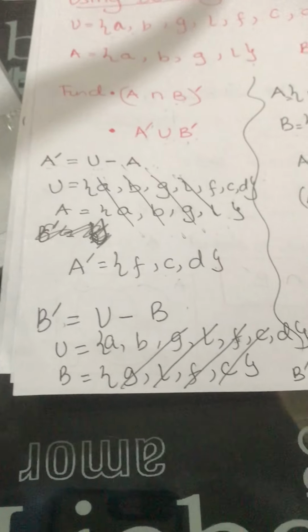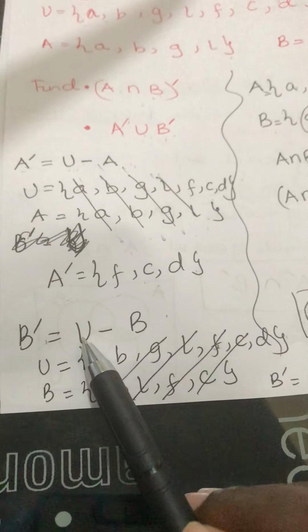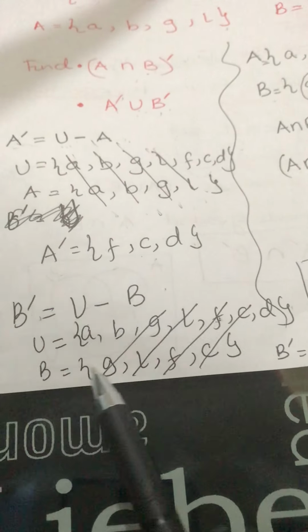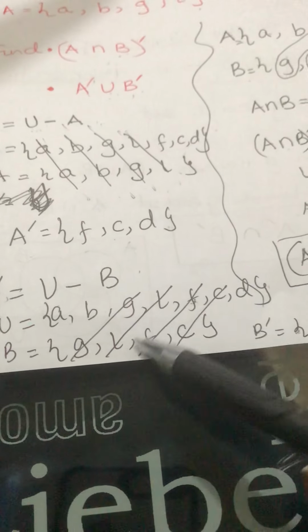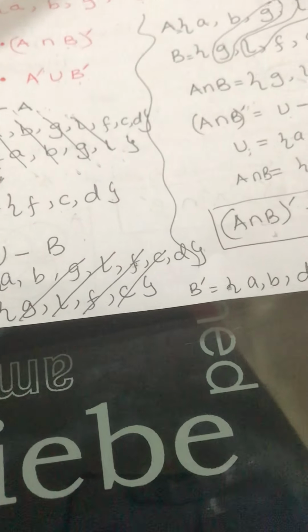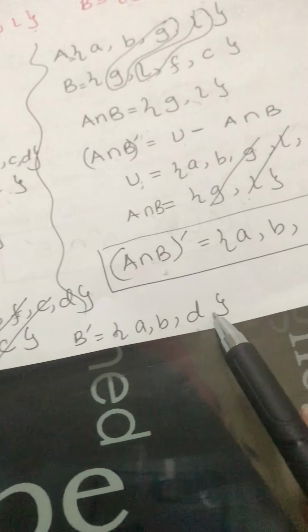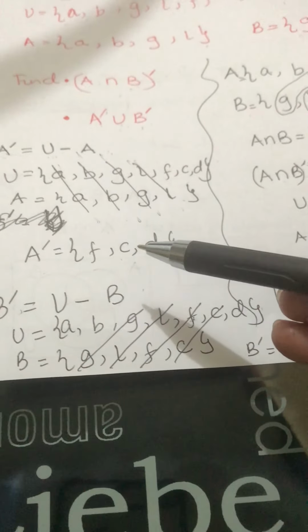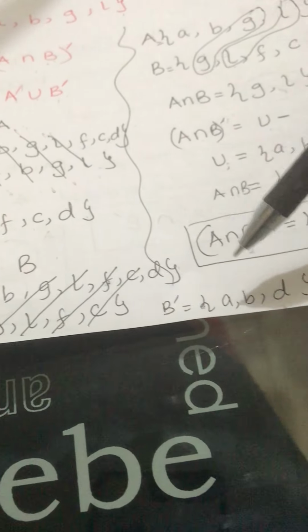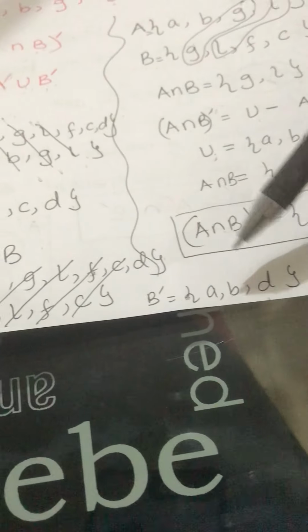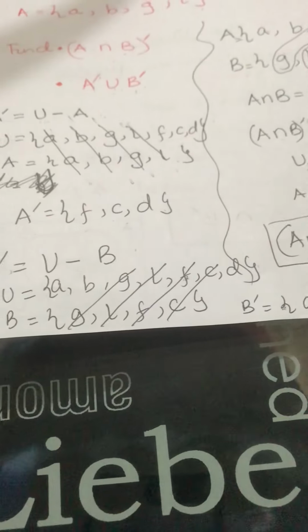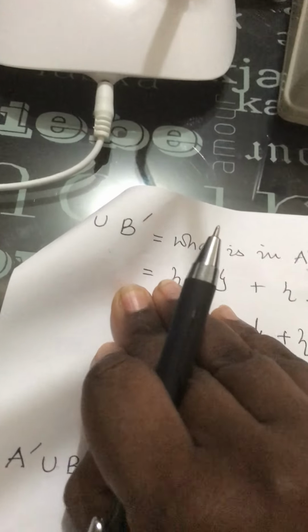I did B complement the same way. I wrote my universal set and I removed B. My universal set, my B, and I removed whatever was in B. And I was left with A, B, C, D. Now, to make the union, I will put these two together without repeating D, because D is repeated in both. So I wrote it over here. See?